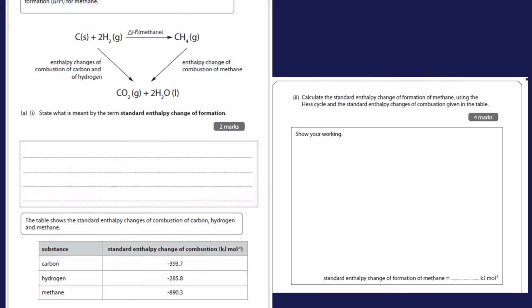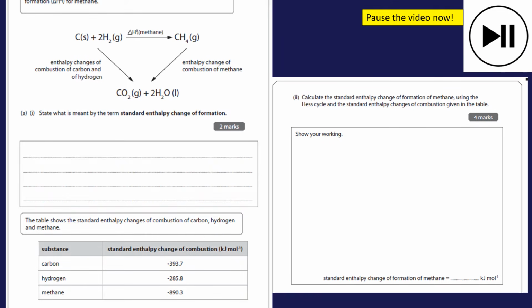Right. As expected, there was a calculation coming up. Every paper I've ever seen has one of these types of calculations, so it's worth making sure you understand what's going on. Have a go at this yourself. Unpause when you're ready to see me go through this.